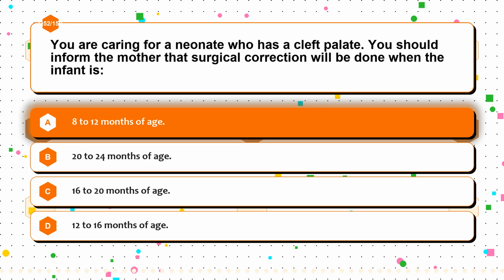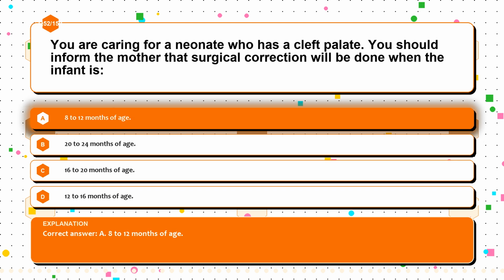The correct answer is option A. 8 to 12 months of age. Correct answer A. 8 to 12 months of age.